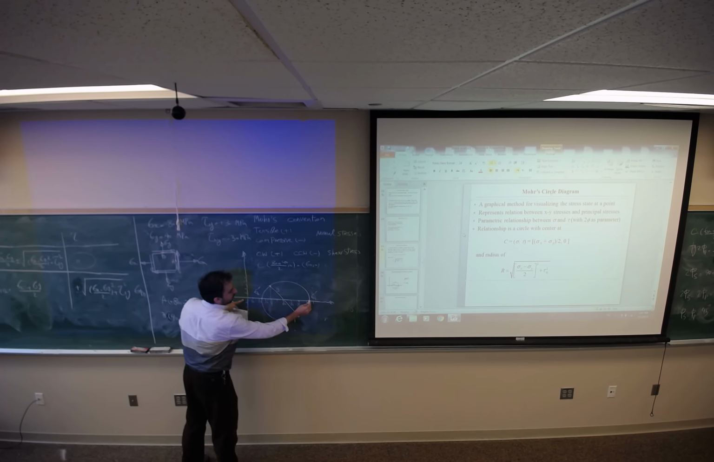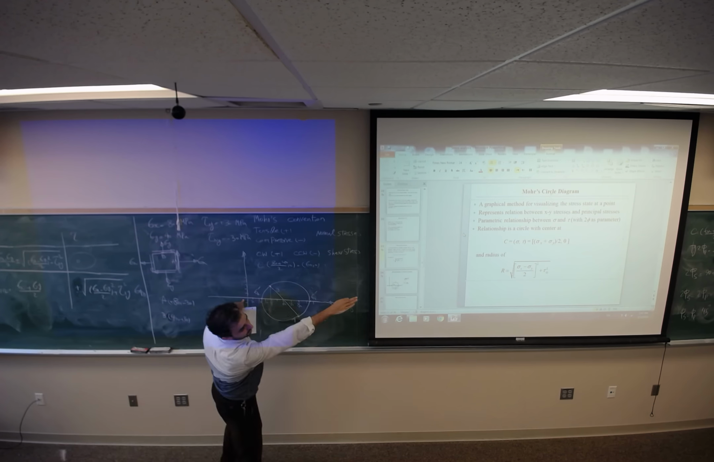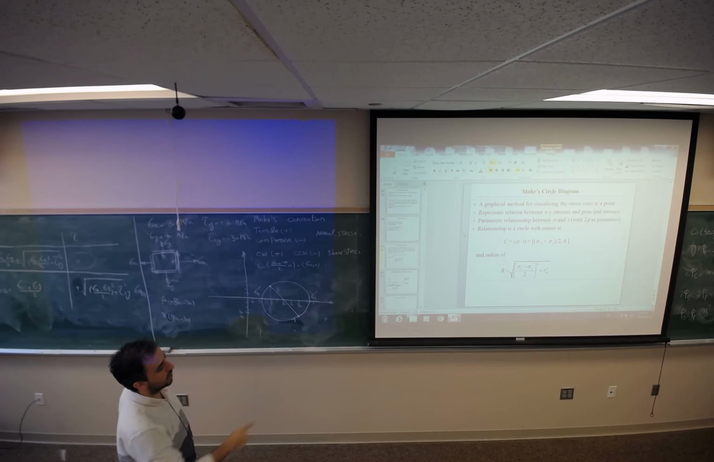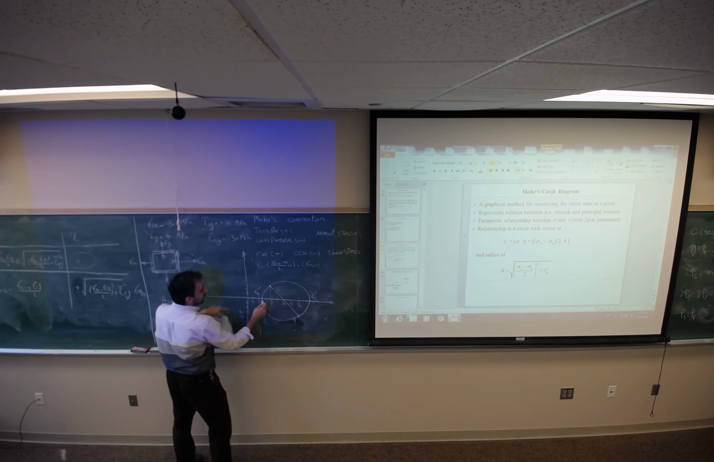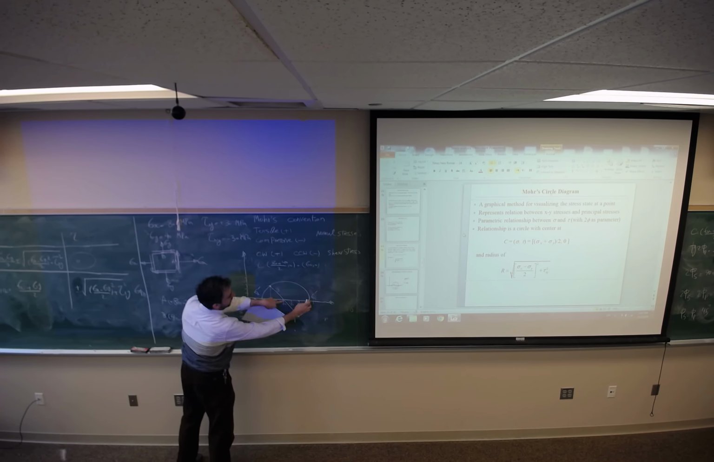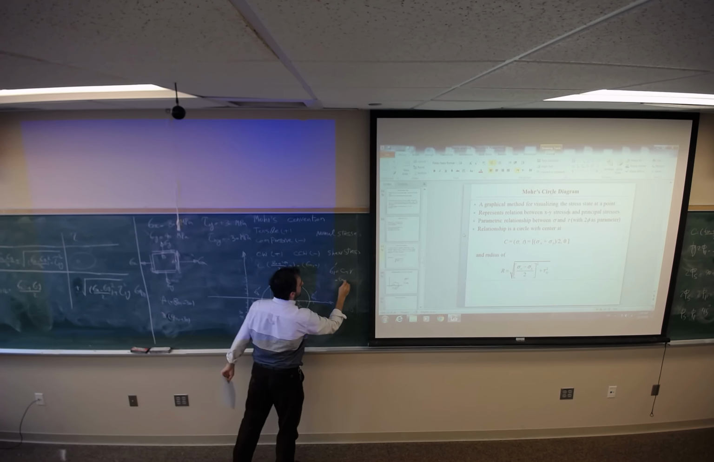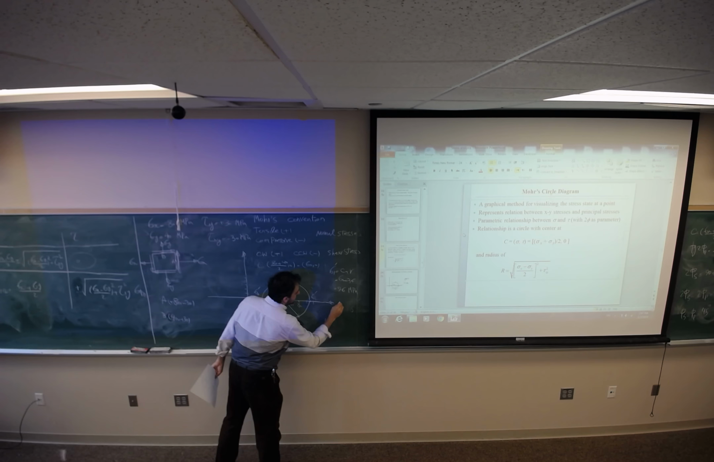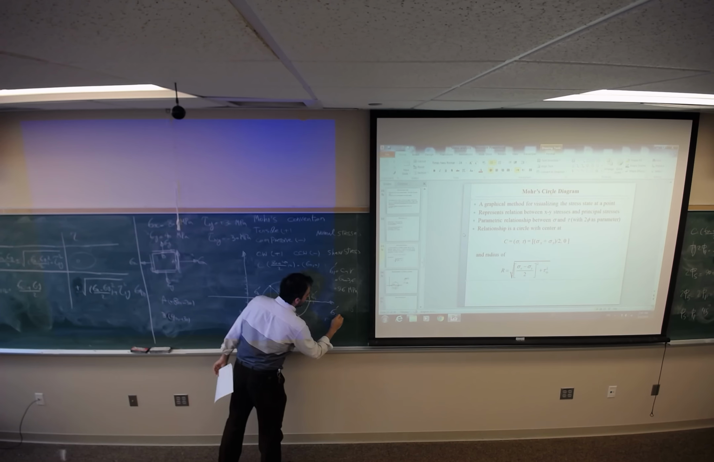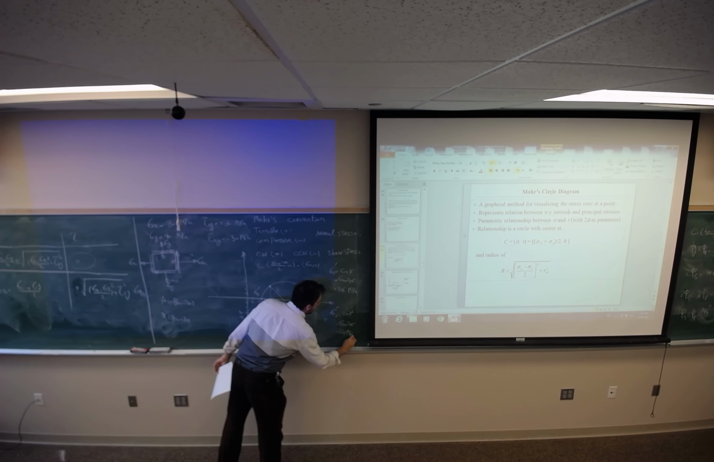What would be sigma prime 1 if you look at the right side of the board? The center plus the radius. So sigma prime 1 is C plus R, which is 60 plus 36, going to be 96 megapascal. So this is going to be 96. And sigma prime 2 is C minus R, which is 60 minus 36. It's going to be 24 megapascal.